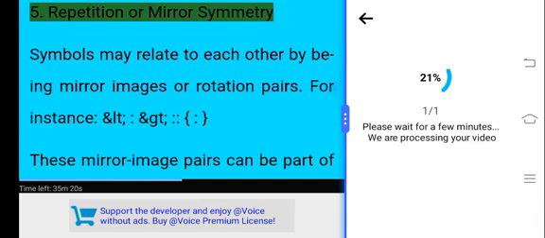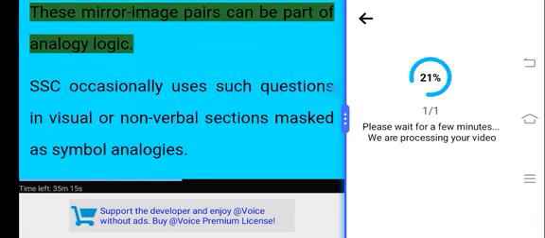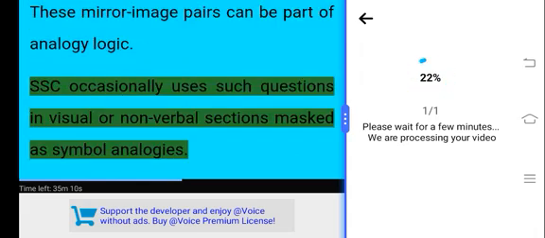5. Repetition or mirror symmetry. Symbols may relate to each other by being mirror images or rotation pairs. For instance, LT and GT. These mirror image pairs can be part of analogy logic. SSC occasionally uses such questions in visual or nonverbal sections masked as symbol analogies.